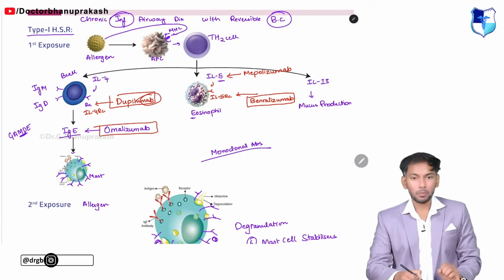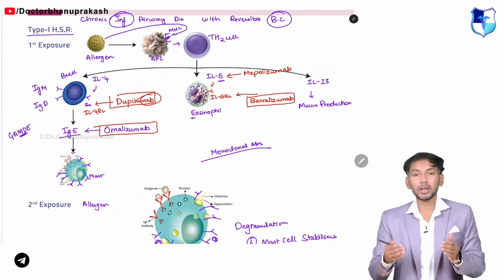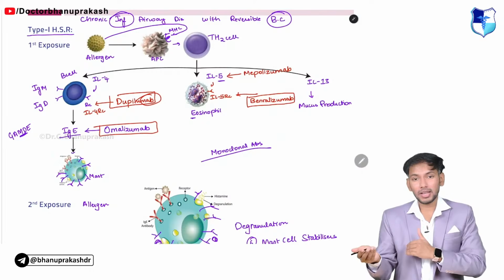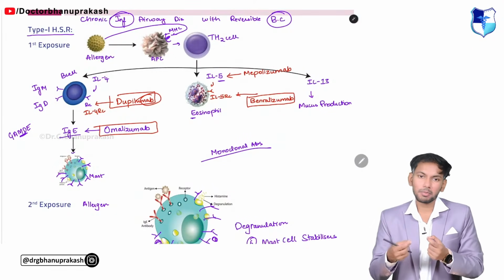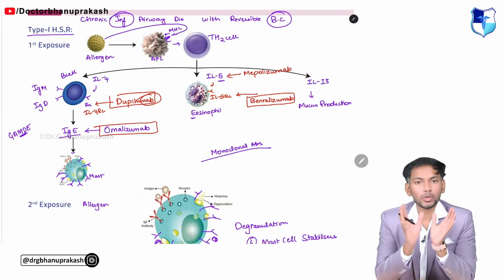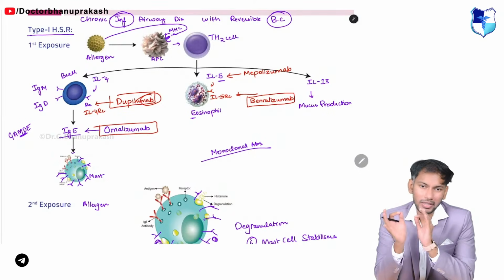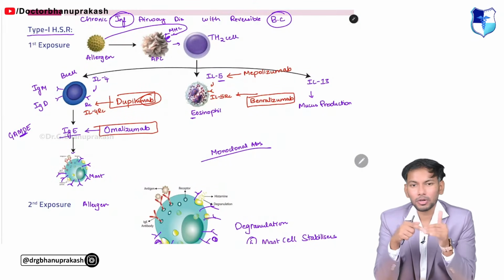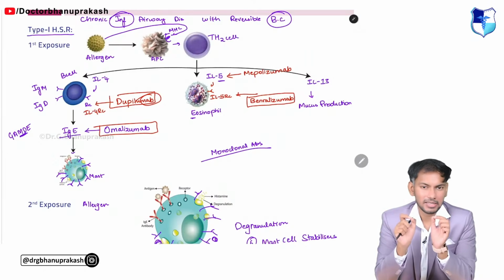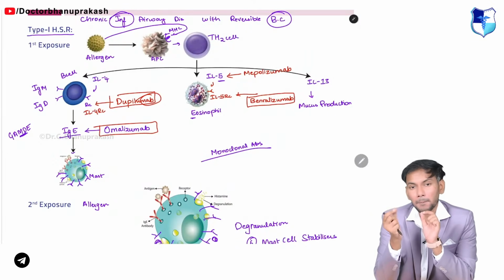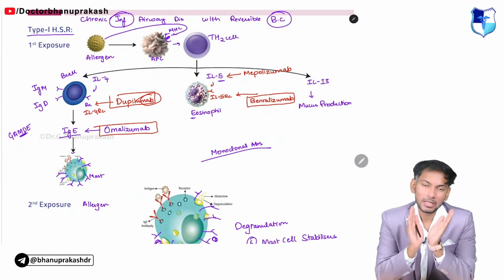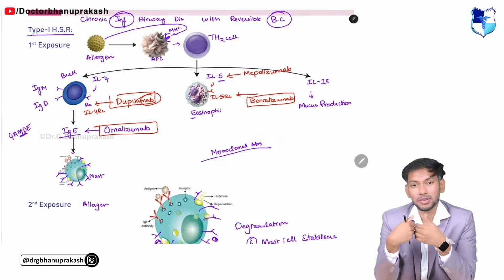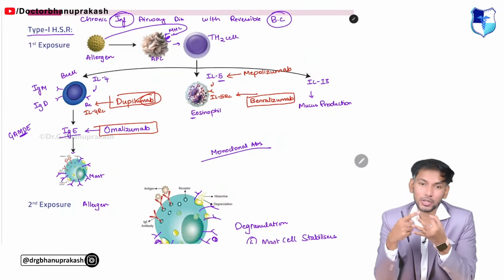It is given in the name, monoclonal antibodies. So this is how you can remember all the drugs in bronchial asthma without any mnemonics. How did you remember it? With the help of pathology. So I told you in the first exposure, it is going to Th2 cell. It will release IL-4, IL-5, IL-13. IL-4 will cause class switching. It will release IgE. IgE will bind to the mast cells. Now, when there is second exposure, there is degranulation. Mast cells will release prostaglandins, histamines and leukotrienes.